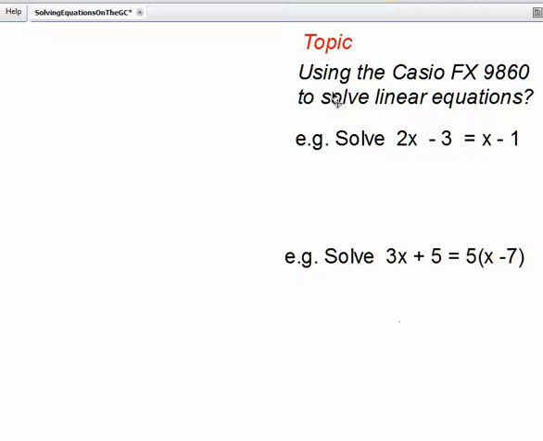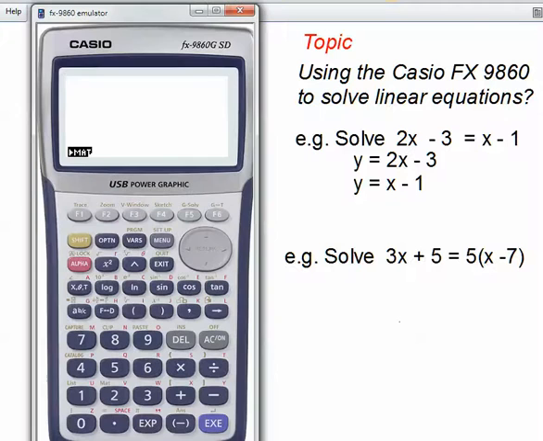In this video, I'll show you how to use your Casio FX9860 to solve linear equations like these two. Now, the trick involves thinking of the left-hand side as a linear function and the right-hand side as a linear function. So we want to graph these two. We know they're going to be straight lines. Let's get up our graphics calculator and do that.